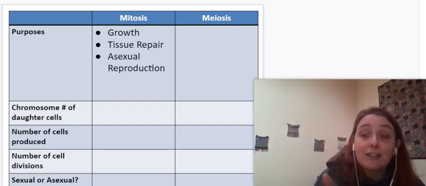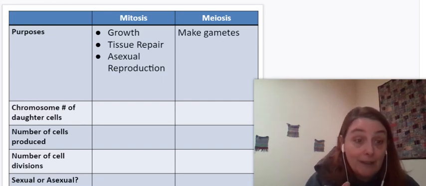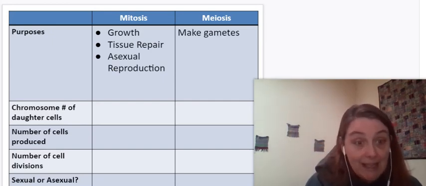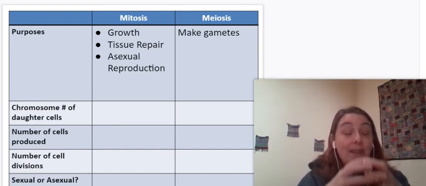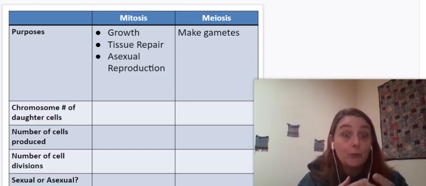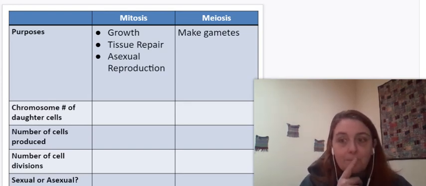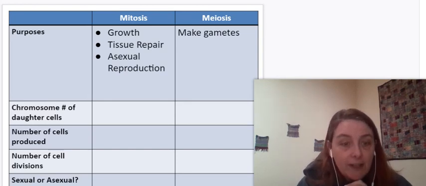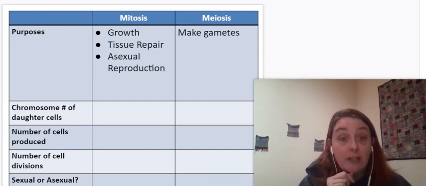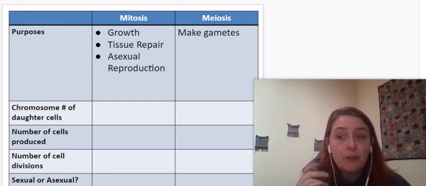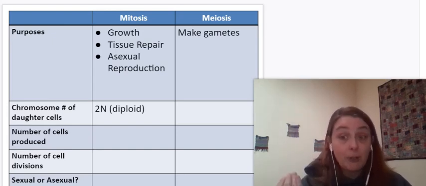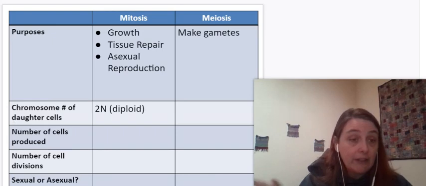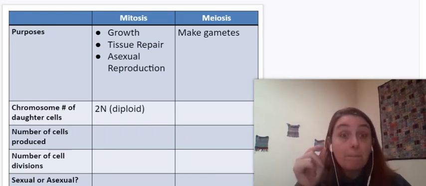Meiosis made the egg and sperm to begin with, right? So meiosis made the egg and sperm, cut the chromosome number in half. They fuse by fertilization, and then the zygote is diploid and grows by mitosis. Okay, so mitosis, asexual reproduction, growth and repair. Meiosis, making gametes for sexual reproduction. The chromosome number of the daughter cells, we just went over this, right? The daughter cells made by mitosis are diploid. They start diploid, they end diploid, everything that's copied gets divvied up to the 2 cells.